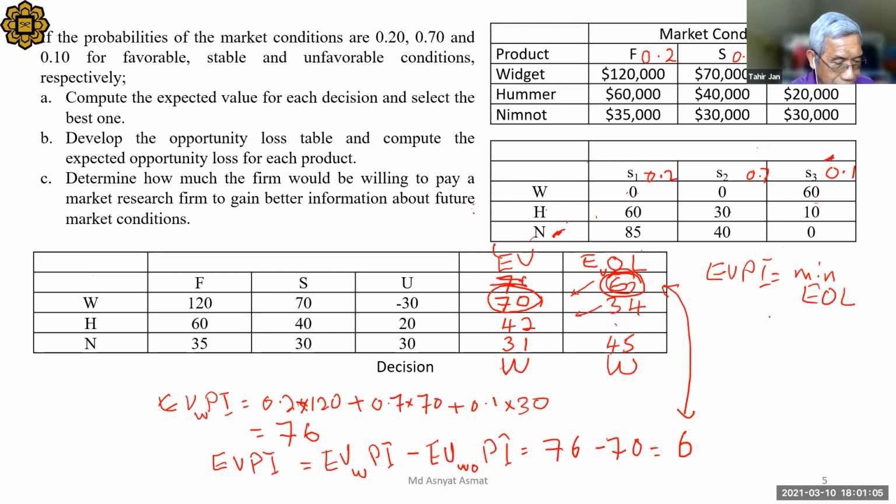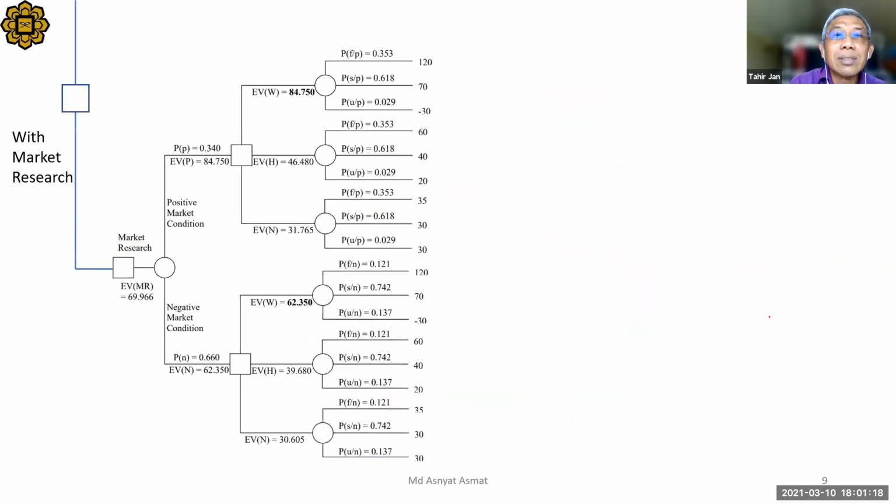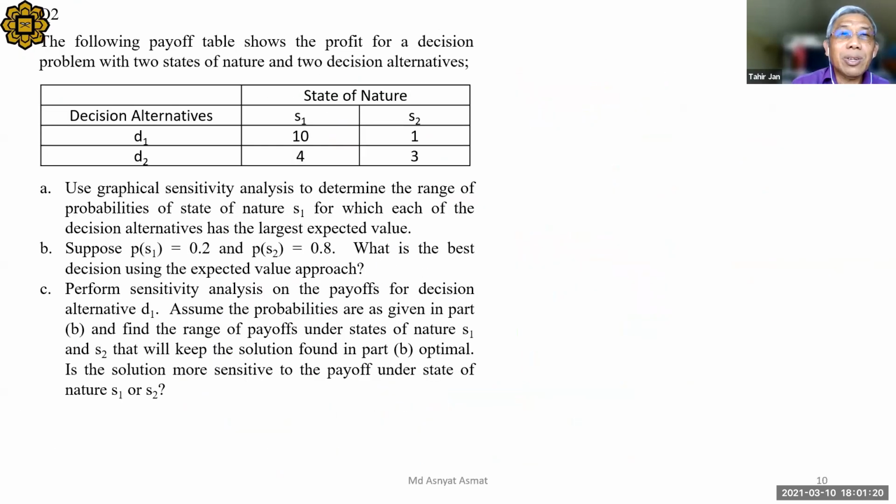Okay, break over. Okay, let's look at another question. You are given the following payoff table. It shows the profit and two states of nature.